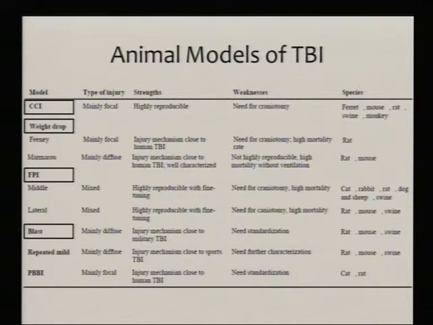And this is the comparative sheet where I tried to show the strengths and weaknesses of the animal models. The controlled cortical impact model mainly produces focal injury. Among the weight drop models, such as the Marmarou model, mainly diffuse injury can be created. Using the FPI model, that is the fluid percussion model, both diffuse as well as focal injury can be created. And the blast model basically creates diffuse axonal injury, and it is the model of military relevance. Though it is important for both military as well as the civilian population, it has more importance in the military scenario.